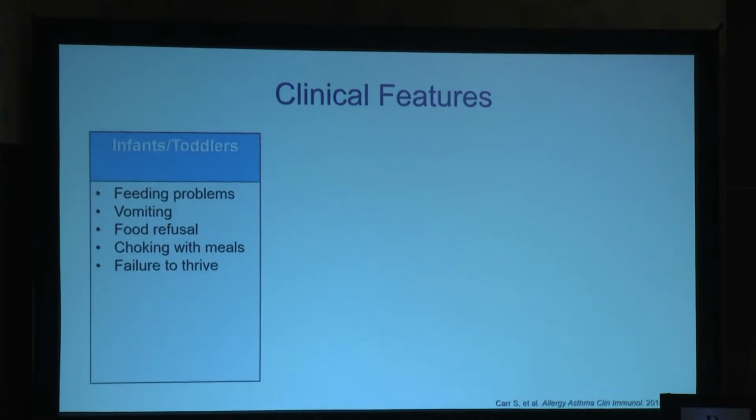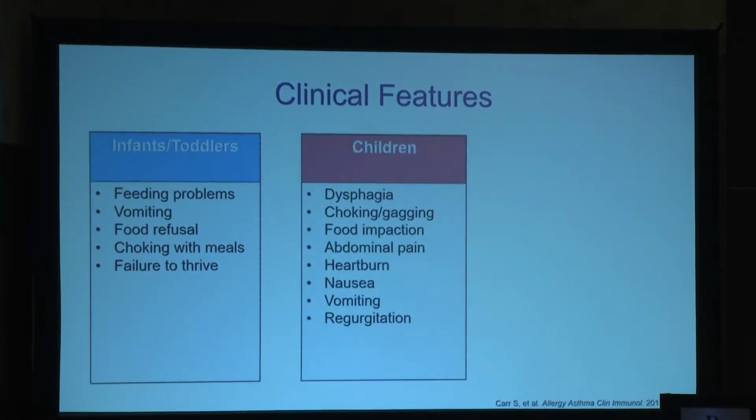Really the clinical features can differ by age. In infants and toddlers, like that 14-month-old I saw, feeding problems, vomiting, and food refusal are the most common symptoms. Some children can have choking. If they're not eating as much, they might have failure to thrive as a presenting symptom. Older children can have dysphagia, choking, gagging. Food impaction isn't as common, but it can happen.